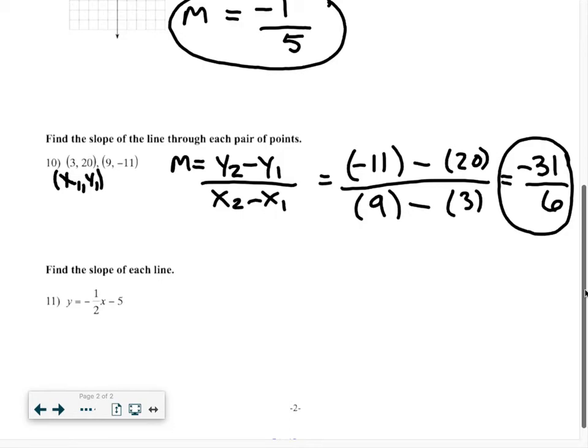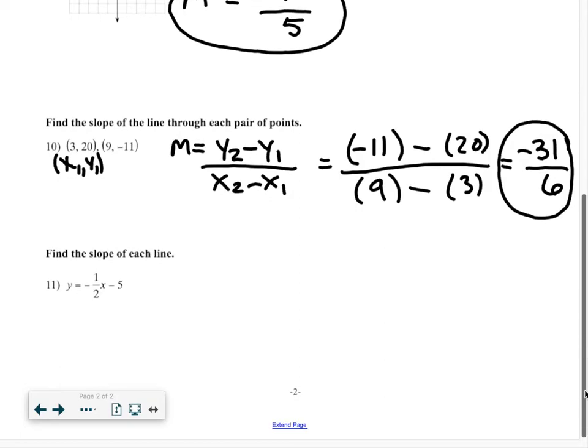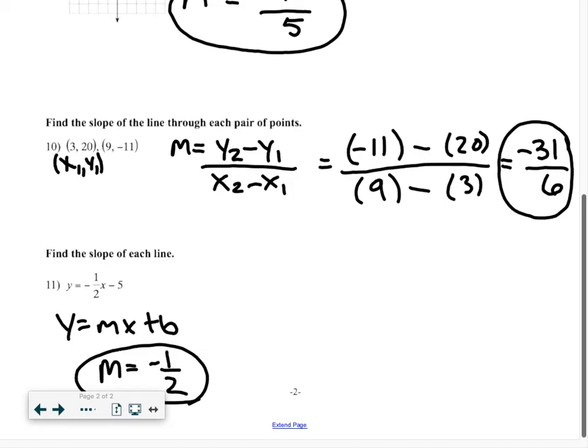All right, here we're finding the slope given an equation of a line. Well, this equation is in slope-intercept form. It's in mx plus b form, so m is the slope. Here it looks like they've substituted -1/2 for the slope. So the slope is -1/2.